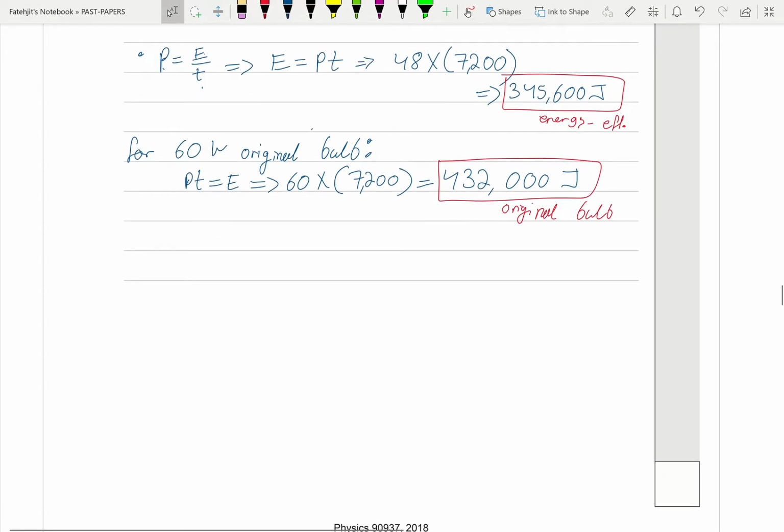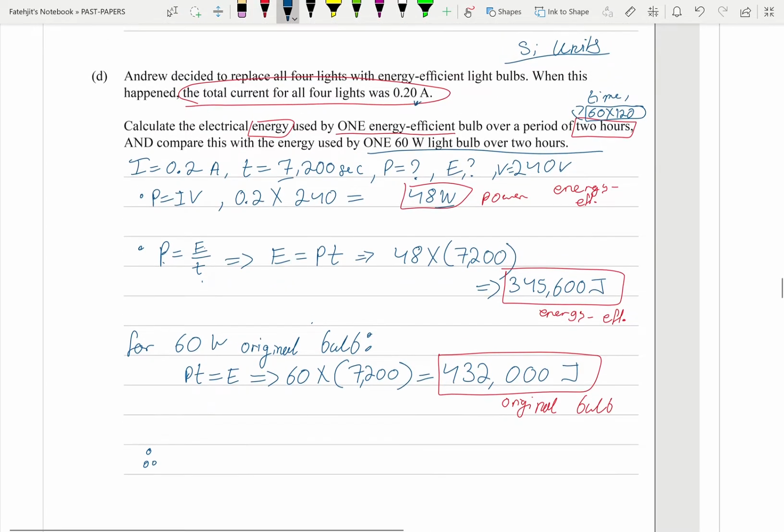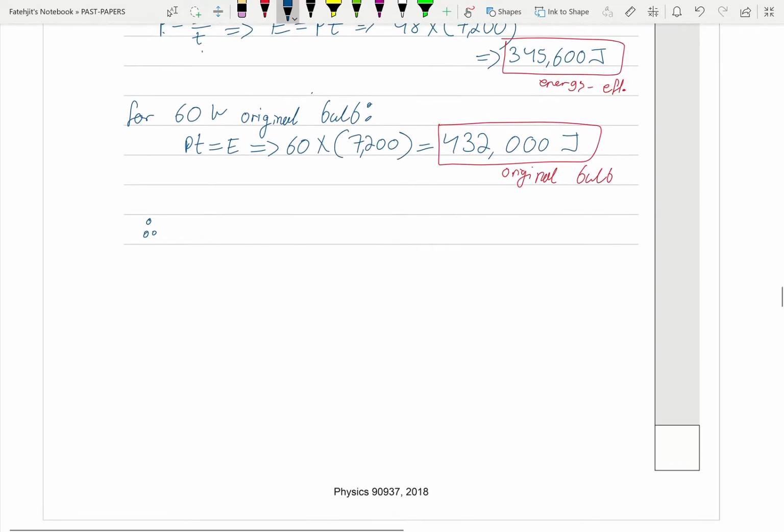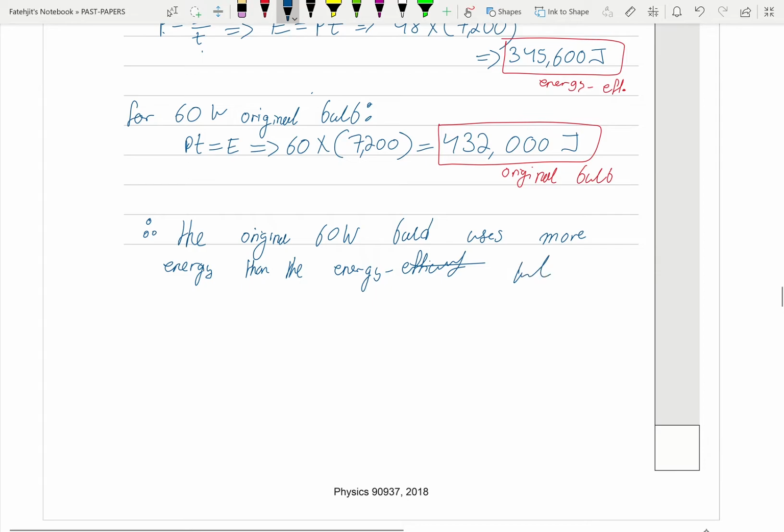So from this we can see that it tells us to compare the results. At the bottom of the equations, just write that the original 60 watt bulb uses more energy than the energy efficient bulb. Okay, cool.